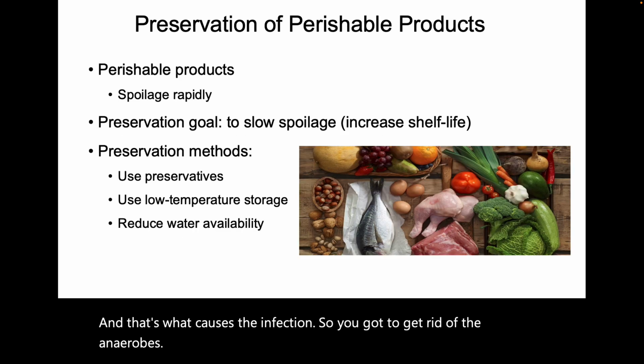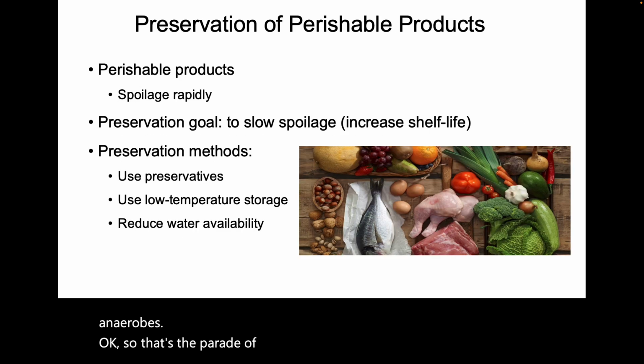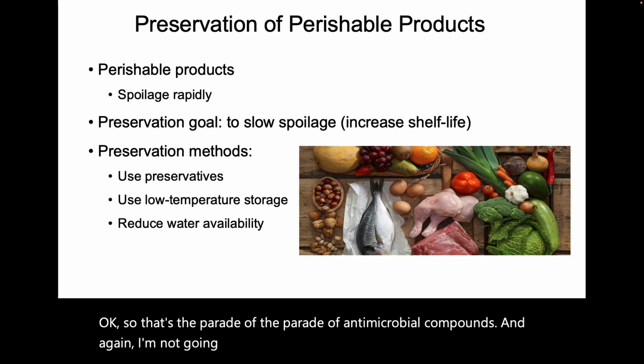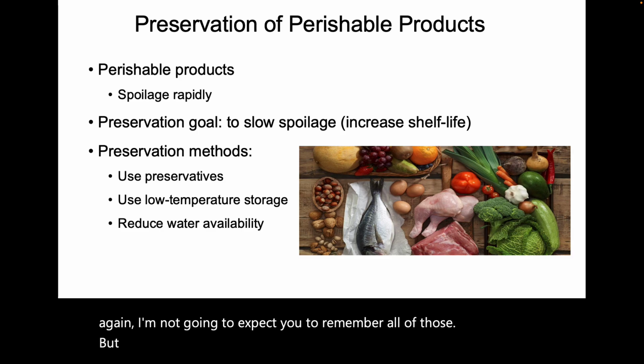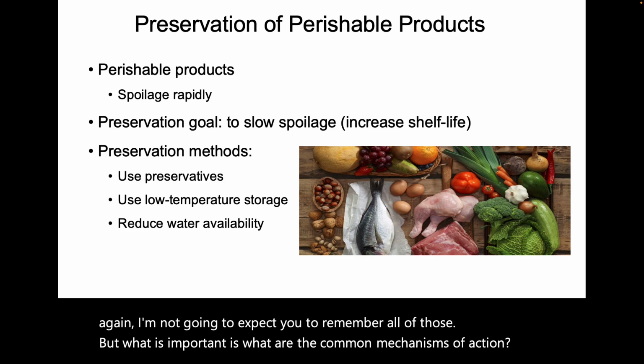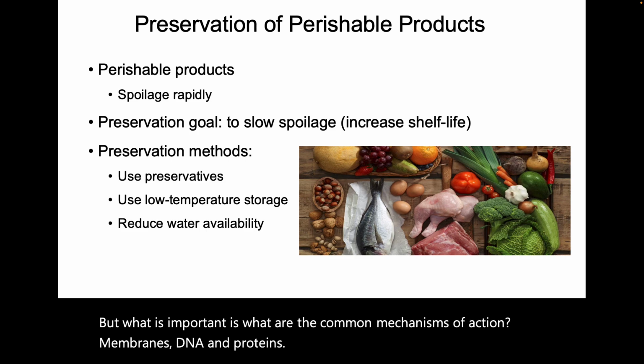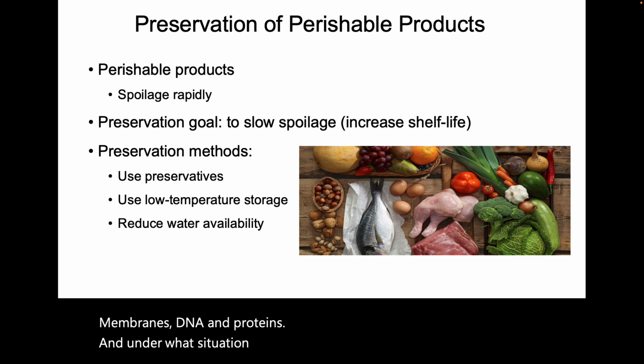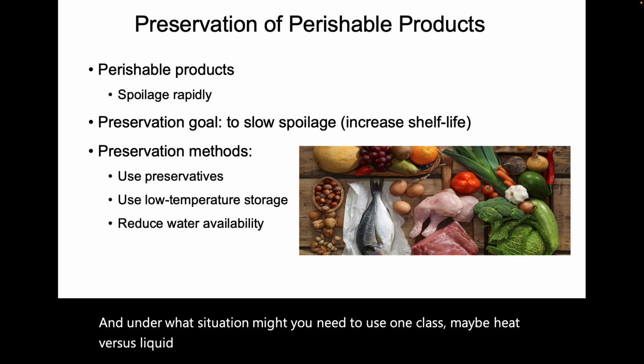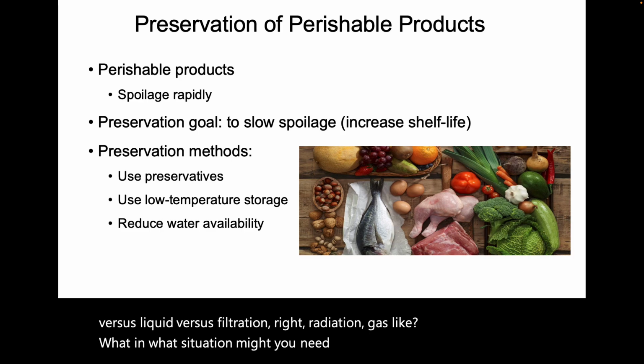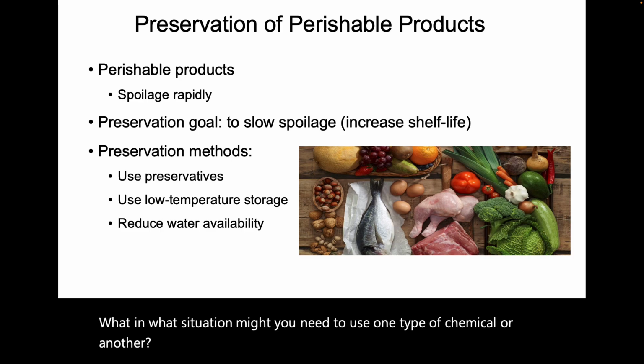Okay, so that's the parade of antimicrobial compounds. And again, I'm not going to expect you to remember all of those. But what is important is, what are the common mechanisms of action? Right? Membranes, DNA, and proteins. And under what situation might you need to use one class? Maybe heat versus liquid versus filtration, radiation, gas. In what situation might you need to use one type of chemical or another? But I'm not going to expect you to remember what phenols do.